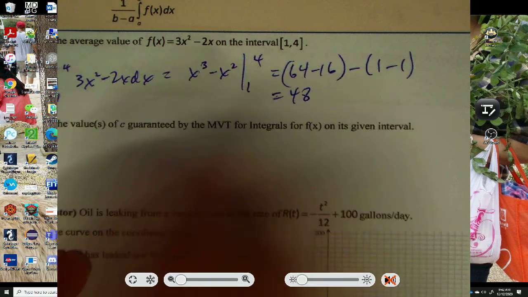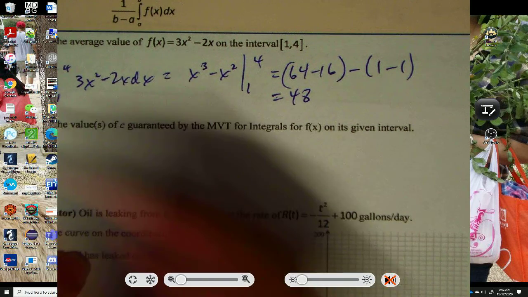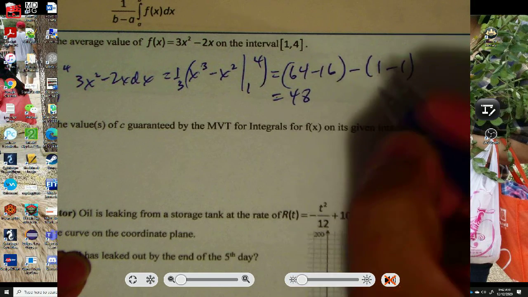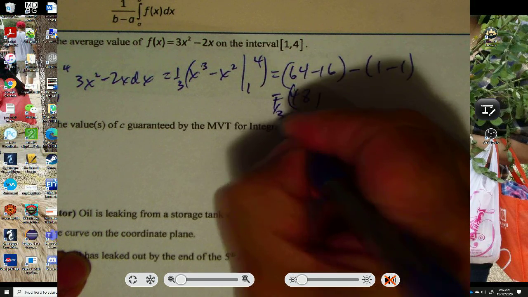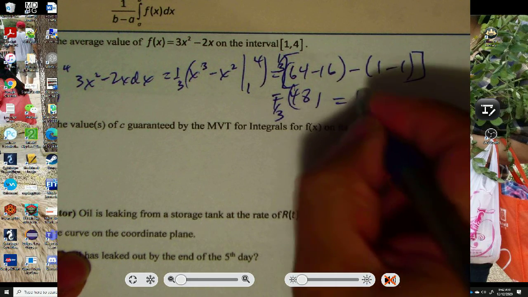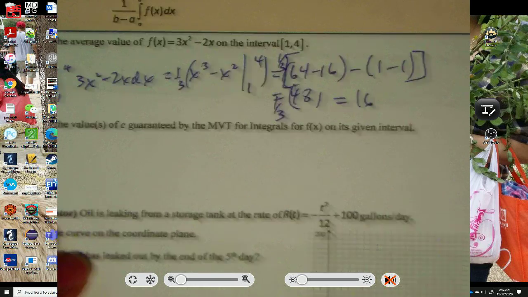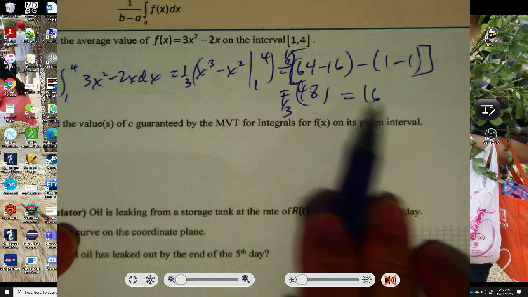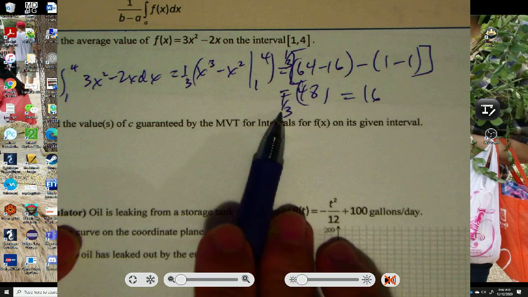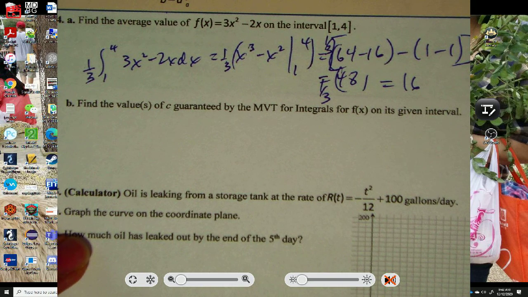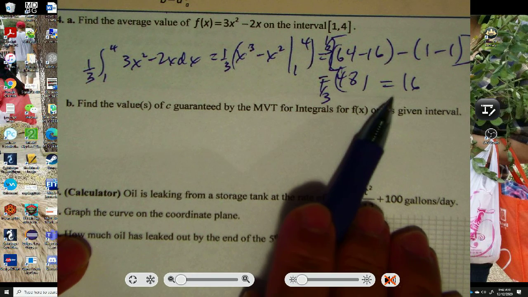And I forgot, I've got to divide by 3. So I want the 1/3 here, and it's 1/3 of all this. So that's going to be 16. The final value is 16. So I put the 1/3 out here, 1/3 of all that, and I get 16. Then it says find a value of c guaranteed by the mean value theorem for integrals for f of x. So we've got it equal to 16.